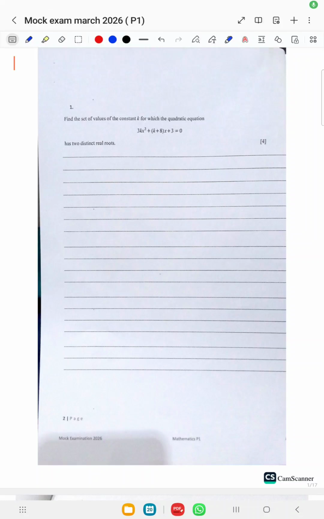I hope you all are good and doing well for the preparation of your upcoming CIEs. Guys, here I'm going to discuss the solution of Paper 1, your Mathematics 1, which you just took for the mock exam 2026.